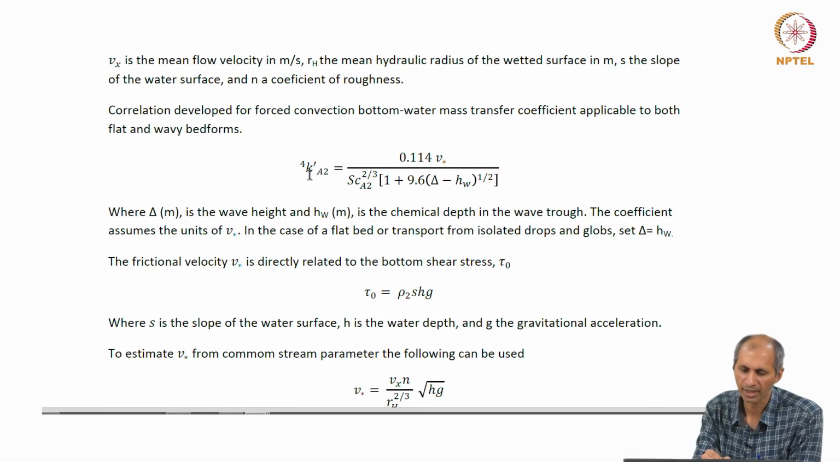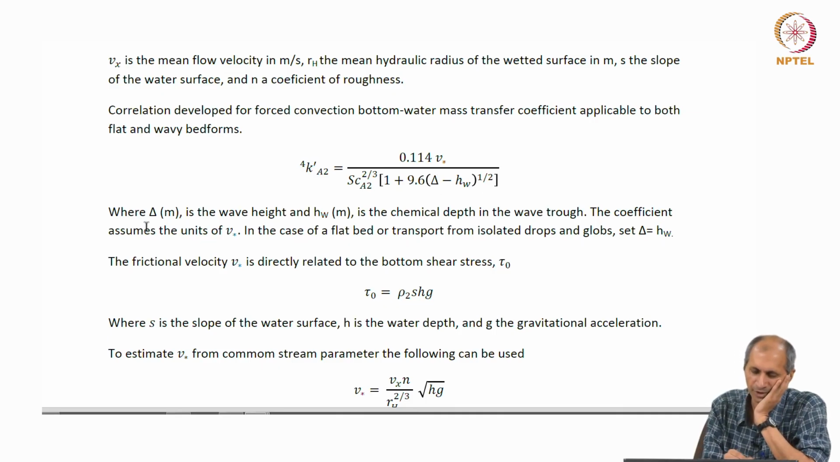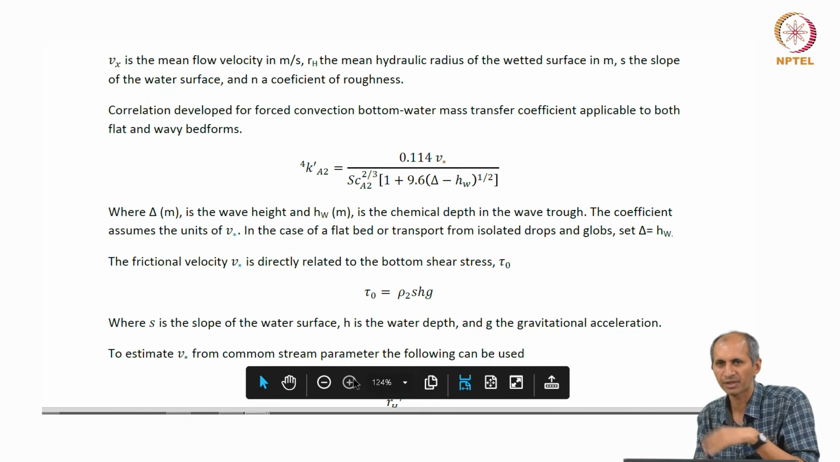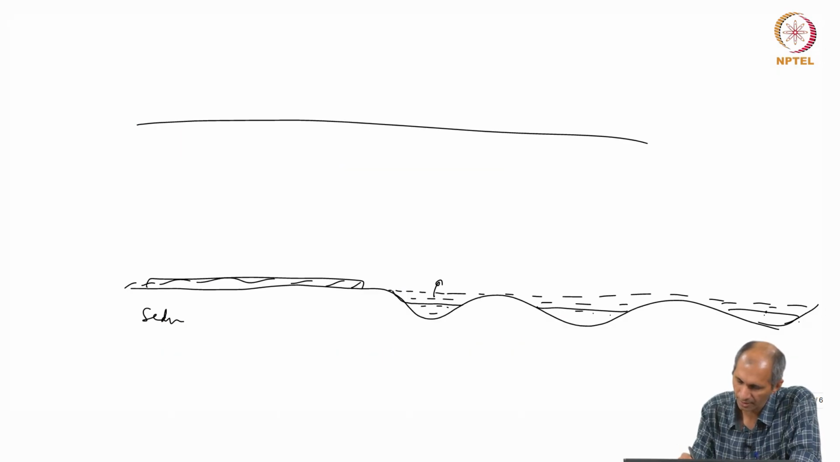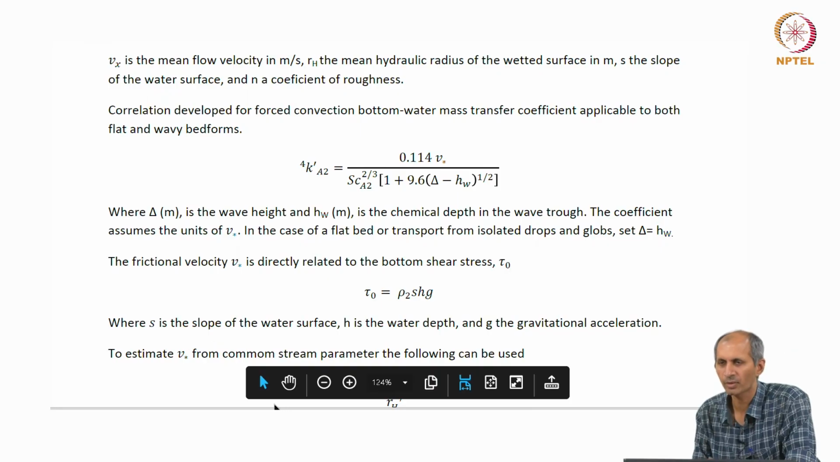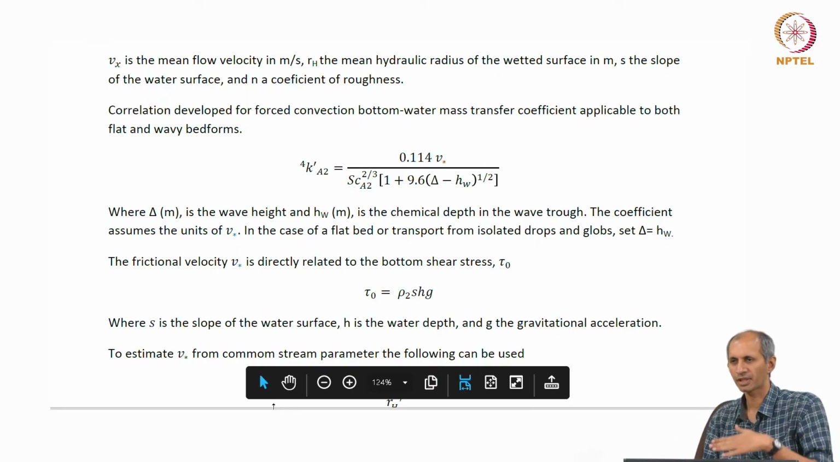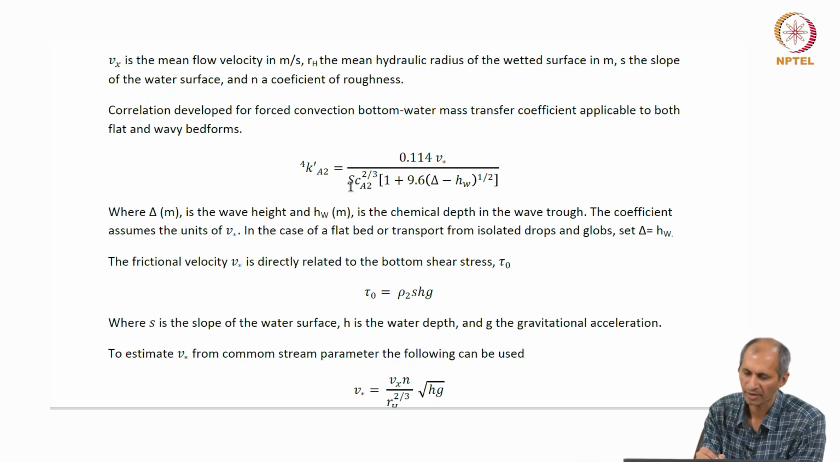So, in this correlation for Ka2, there is a term which says delta minus HW. So, delta is the wave height, if this accounts for the wave, there is no wave. So, delta minus HW is the chemical depth in the wave trough. This is delta and this is HW. So, the delta minus HW is a factor in the correlation. So, if delta equals HW, this will become 0, which means that this entire term will go away, only Ka2 by 0.114 V star by SA2 stands.